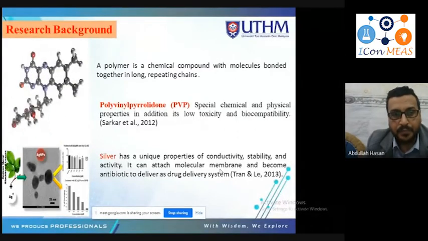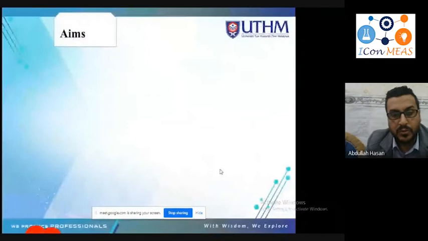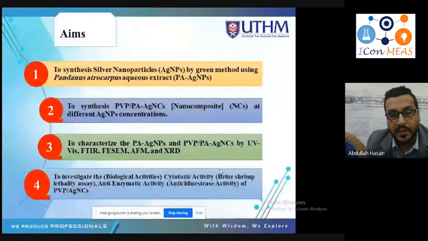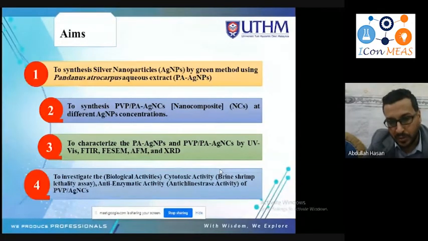The aims of this work are to synthesize silver nanoparticle by green method, or called biological method, in which we use the Pandanus atrocarpus extract to get a silver nanoparticle, and to synthesize the nanocomposite with the PVP polymer with different concentrations, as I told, from 100 to 500. To characterize and make the investigation, we will use these techniques: UV-Vis, FTIR, FESEM, AFM, and XRD. After investigation, we will do our work.